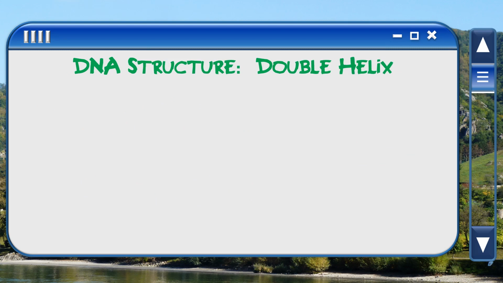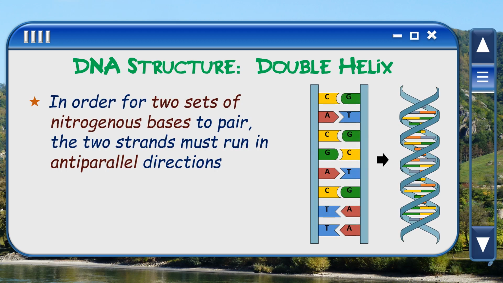DNA structure, or what we refer to as a double helix. Now, in order for two sets of nitrogenous bases to pair, the two strands must run in antiparallel direction. I want us to understand this one. For the two sets of nitrogenous bases to pair, the two strands must run antiparallel direction.